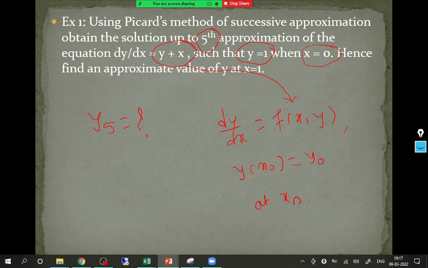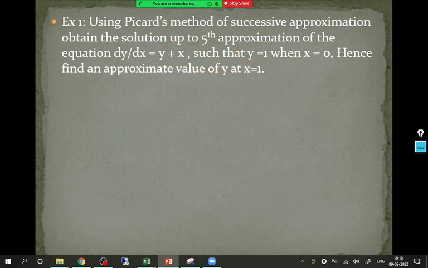That is the initial values we are given. So the problem is an initial value problem. So what are the initial values? X0, Y0. X0 is 0, Y0 is 1. So these values are initial values, and we have to find out at the end the value of y at x equal to 1, that is xn. So xn is given as 1. So this is the problem. So you should understand the problem first.